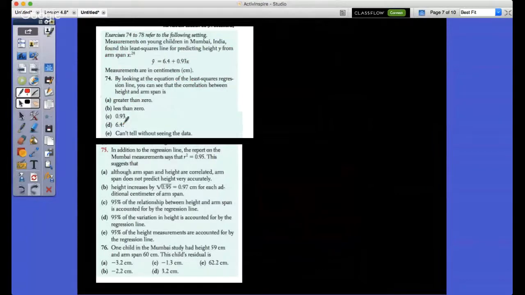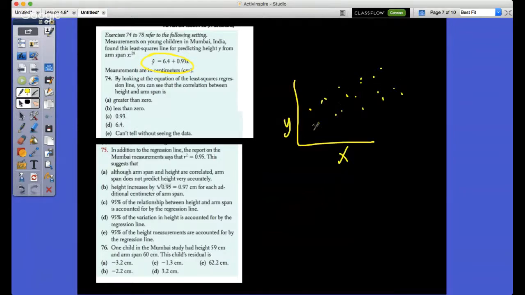All right, so 74 says, by looking at the equation, you can see that the correlation between height and arm span is what? Well, first off, can we determine this? Well, first off, the correlation, I can't say. If I have an LSRL of X and Y, with all of these points all over, there's nothing really I can say about the correlation with this. The only thing that I can say is what's happening with the slope.